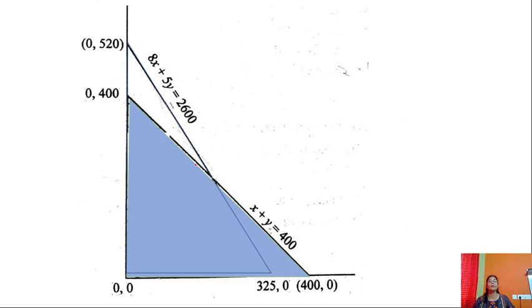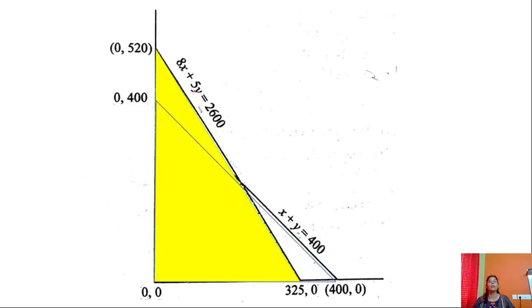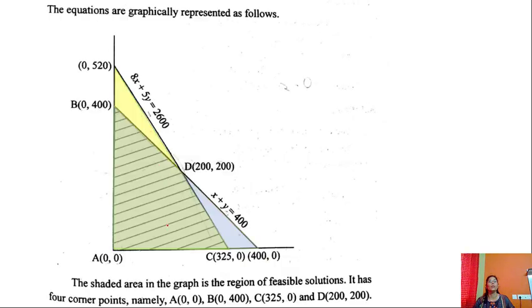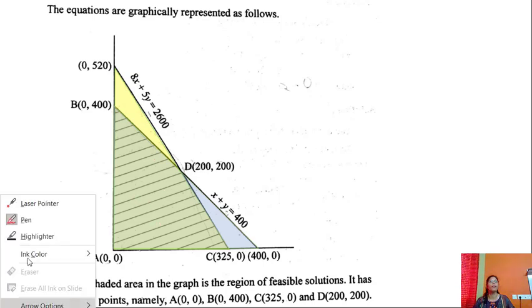Now this is to find the feasible region. For the equation x + y = 400, this region which is shaded is the less than or equal to 400 region. And this is the region 8x + 5y less than or equal to 2600. Now we have to see the common region. So here we can see the shaded region is the common region for both the straight lines. Therefore, this region is called the feasible region.